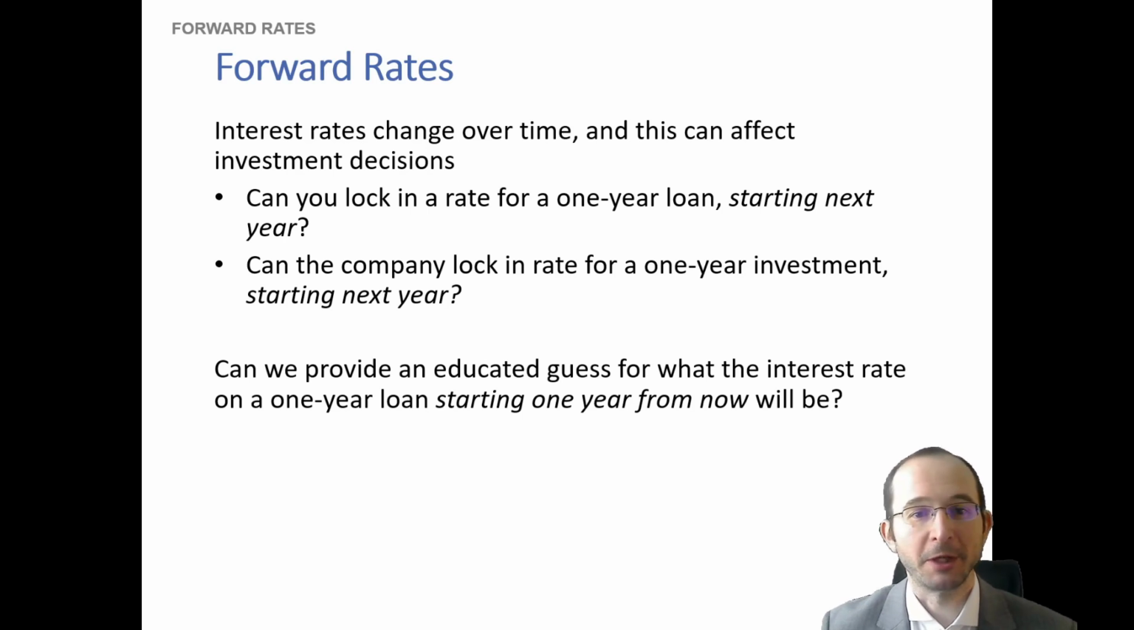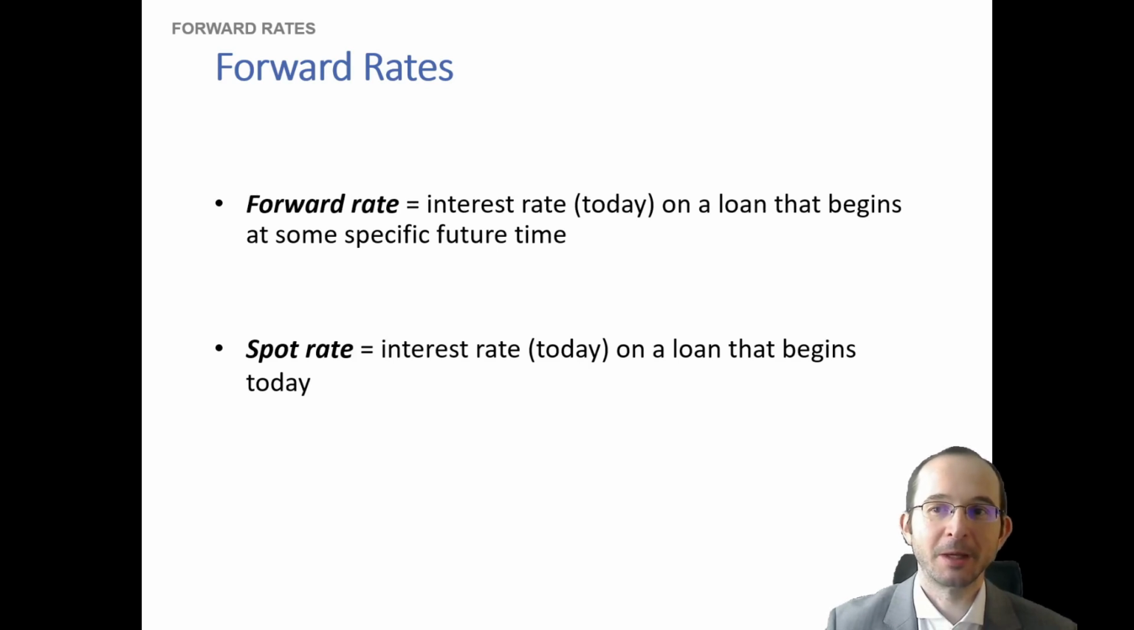Indeed, can we actually create a strategy that would lock in a certain rate to either borrow or to lend for 1 year, but not right now, in the future? And can we therefore make a guess about what the interest rate for a one-year loan in the future might be? Well, the answer turns out to be that we can.